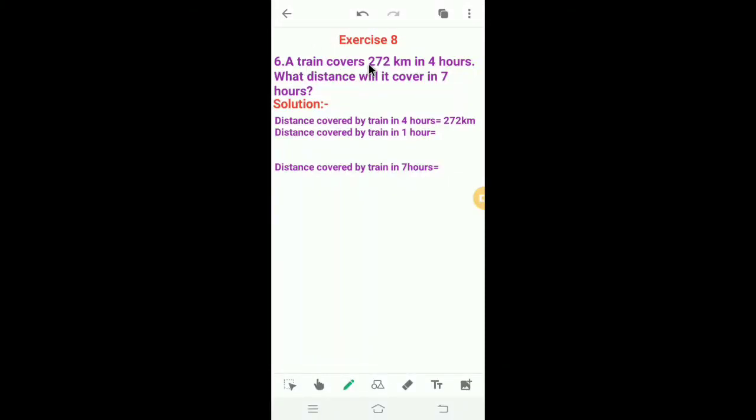Dear students, today we will continue the same exercise, exercise 8. In that sixth one, a train covers 272 km in 4 hours. What distance will it cover in 7 hours? Here we have to find out what distance it will cover in 7 hours.